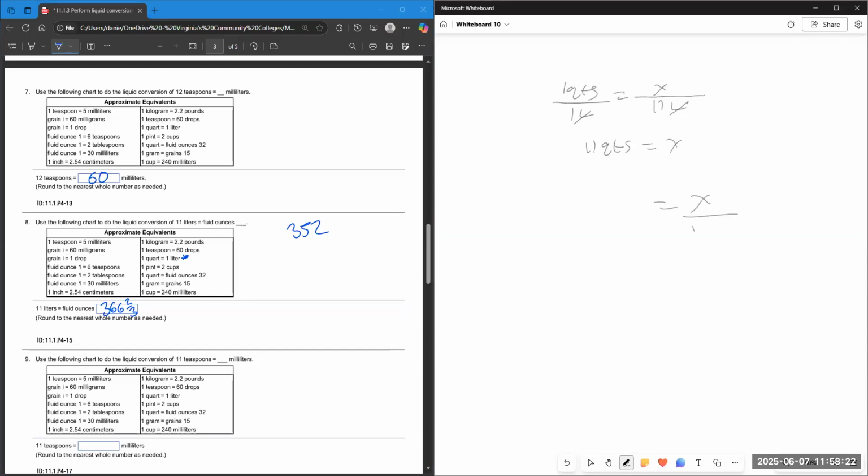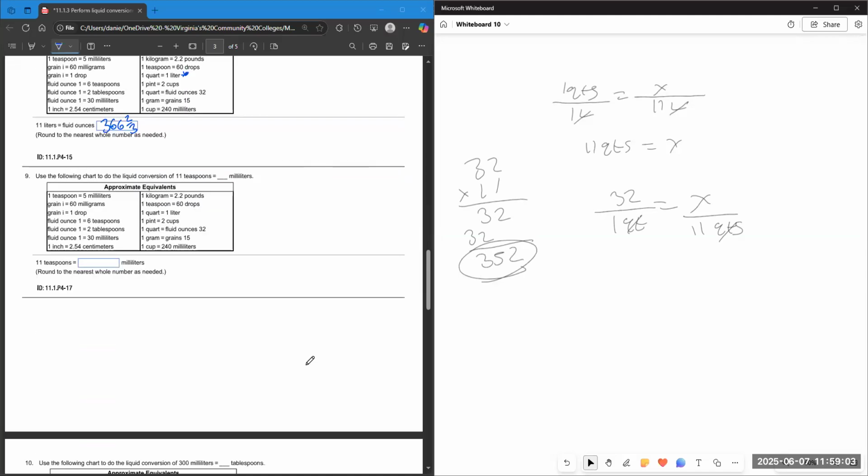If X is 11 quarts, and I want to get from quarts to fluid ounces, 1 quart is 32 fluid ounces. 32 times 11 is 352. That's where they're getting 352 from. So, all right, let's move on.